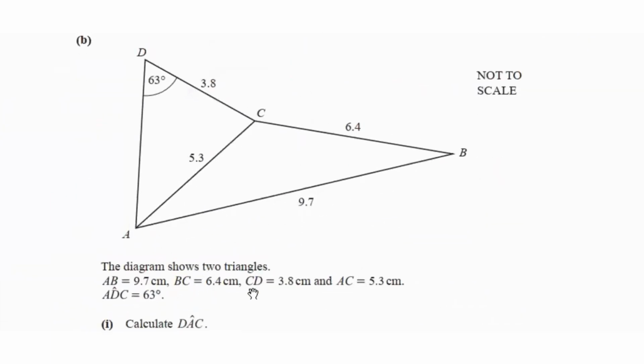Then it says the diagram shows two triangles. AB equals 9.7, BC is 6.4, CD is 3.8, AC is 5.3, and ADC is 63. Calculate DAC. So DAC is this one. To find this angle, we need to focus on the triangle DAC. So let's highlight this.